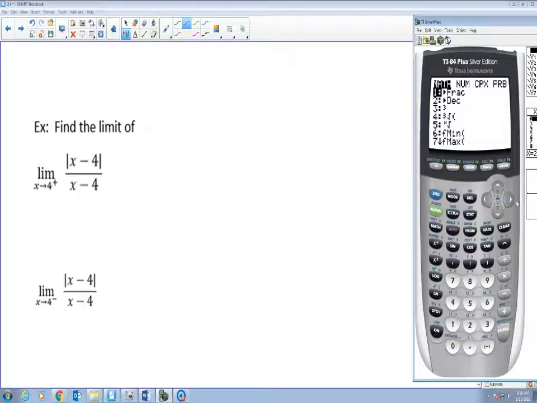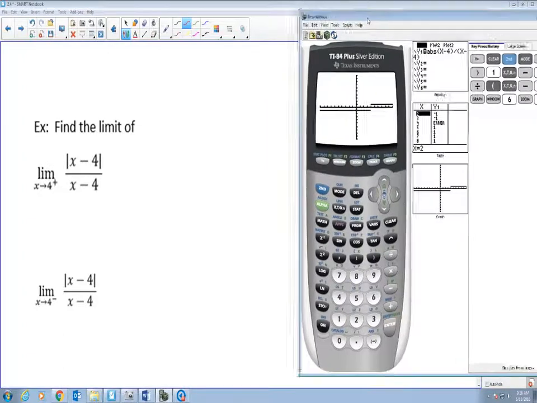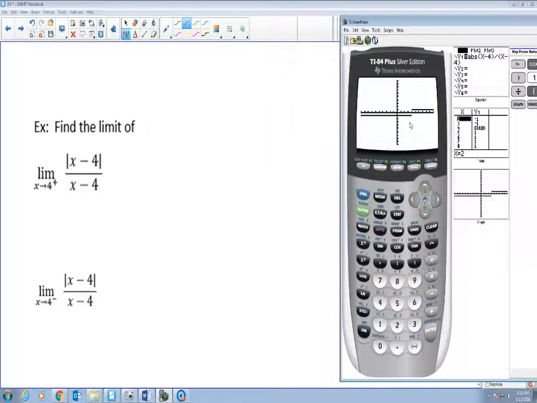So Math, highlight numbers, number 1, ABS, absolute value of x minus 4, close parenthesis, divided by x minus 4, which is 2 terms, so let's put that in parentheses. And let me change my window. Excuse me. Oops. Let me go back to the standard window. Alright, so this is what it looked like. I'm going to shrink this y-axis down a little bit. I'm going to go from -5 to 5 for my y.